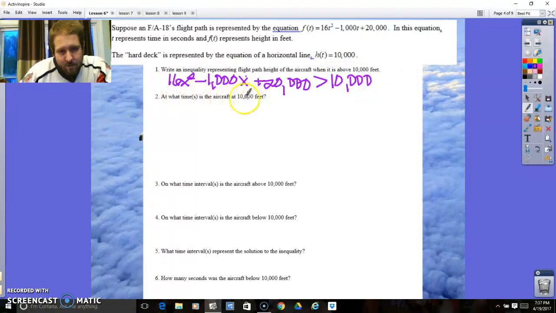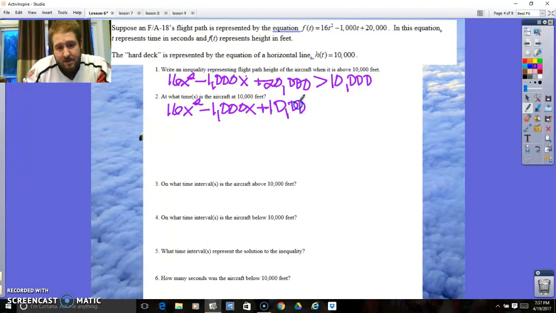All right, so at what times is the aircraft exactly 10,000? So when is it equal? This is when it's greater than 10,000. So I'm going to set it equal to 0 by subtracting 10,000 from both sides. So that's 16x squared minus 1,000x plus 10,000, because you remember I subtracted 10,000 from both sides, equals 0.